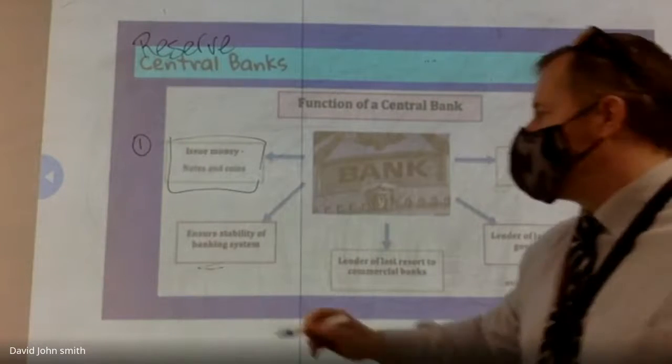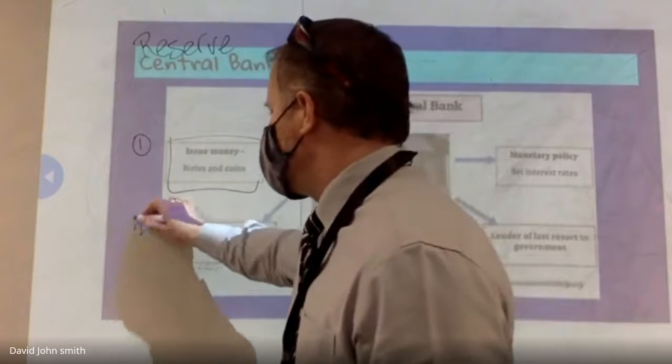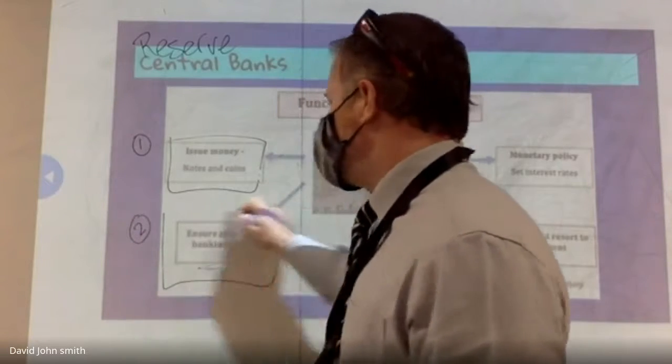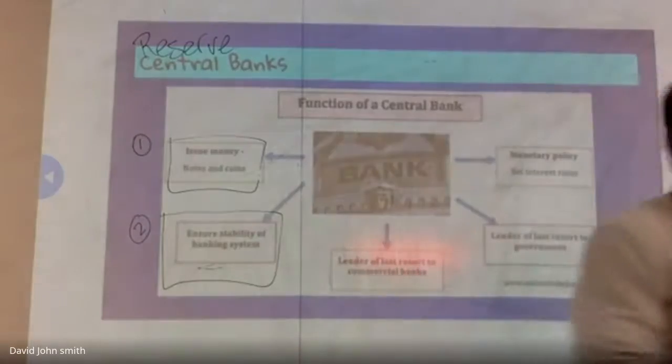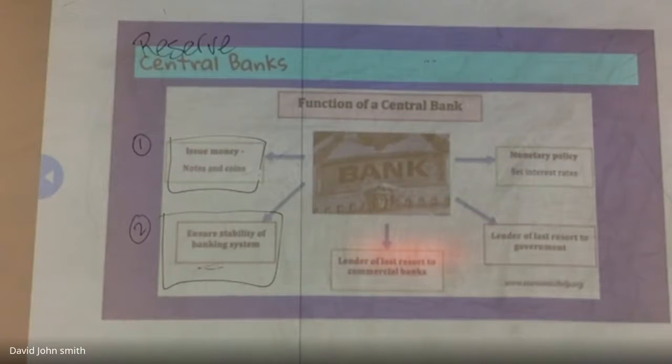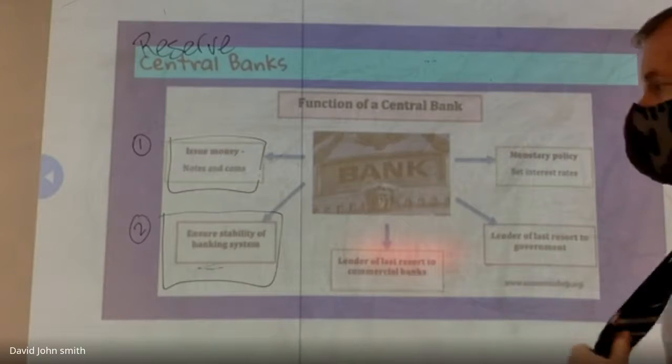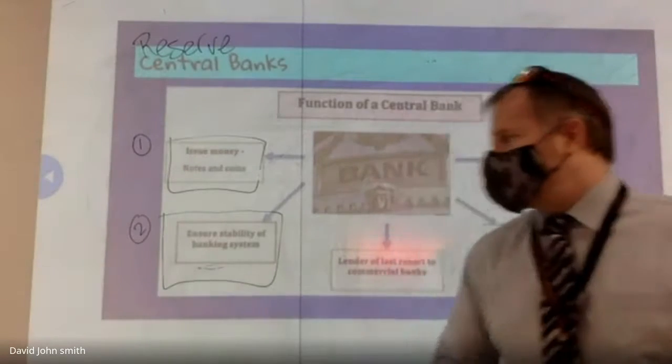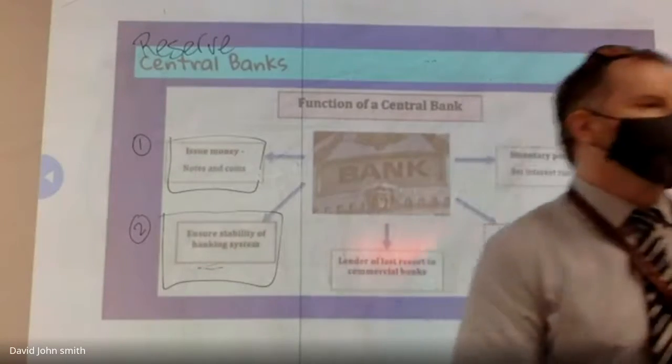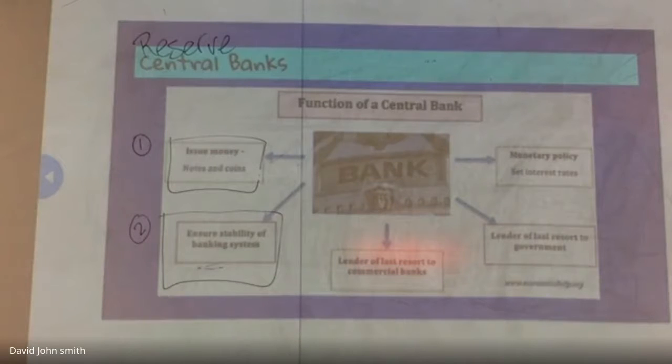Now, point number 2, we're reaching the point where we're starting to see functions of the central bank that are very important right now, but increasingly so as time has gone on. The first one, it's worded kind of awkwardly. It says, to ensure the stability of the banking system. They are the police of the banks.